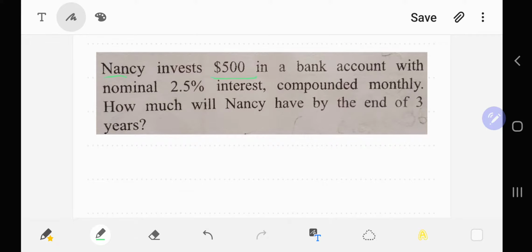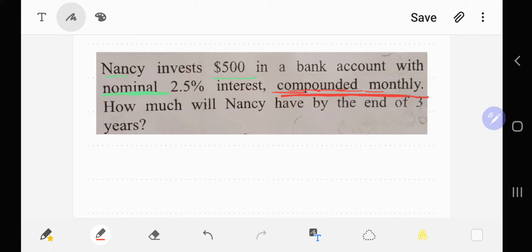In a bank account with nominal annual interest. Nominal, don't let this word trick you up. Nominal 2.5% interest and compounded monthly. Let's highlight that red: compounded monthly. How much money will Nancy have by the end of 3 years? By the end of 3 years.